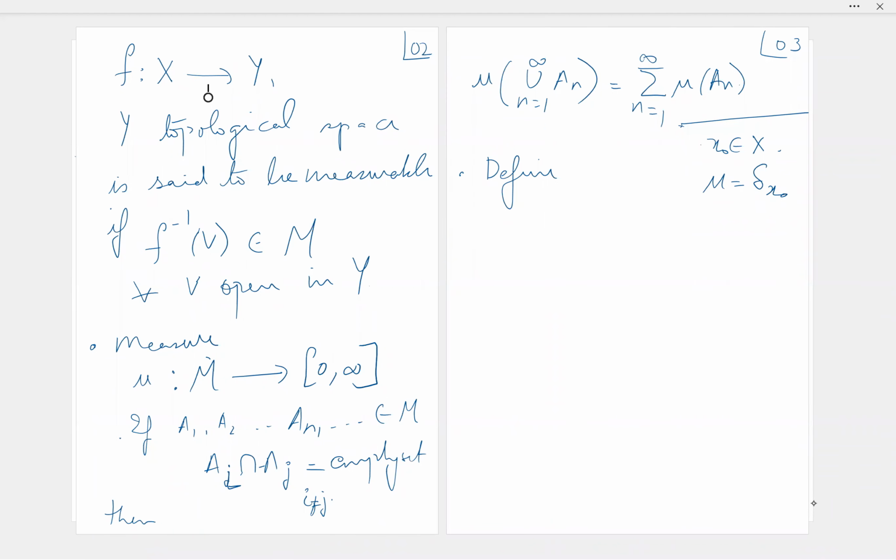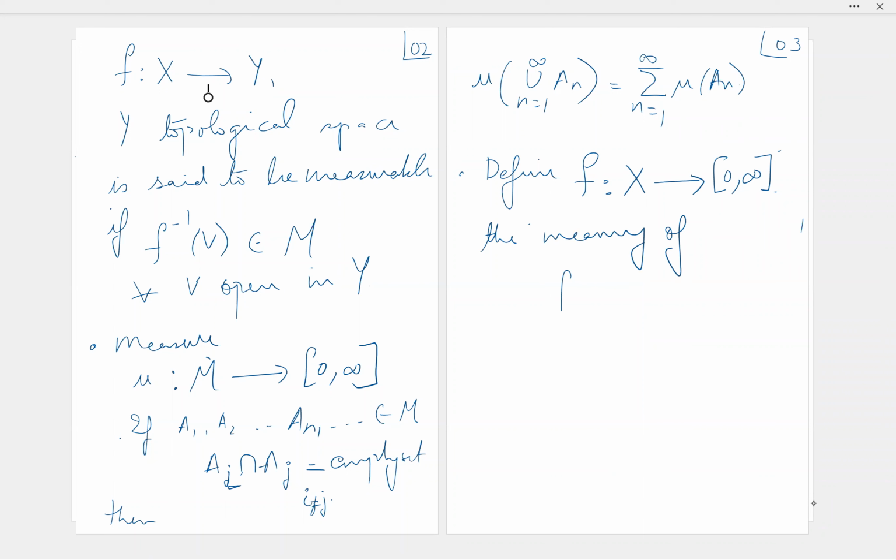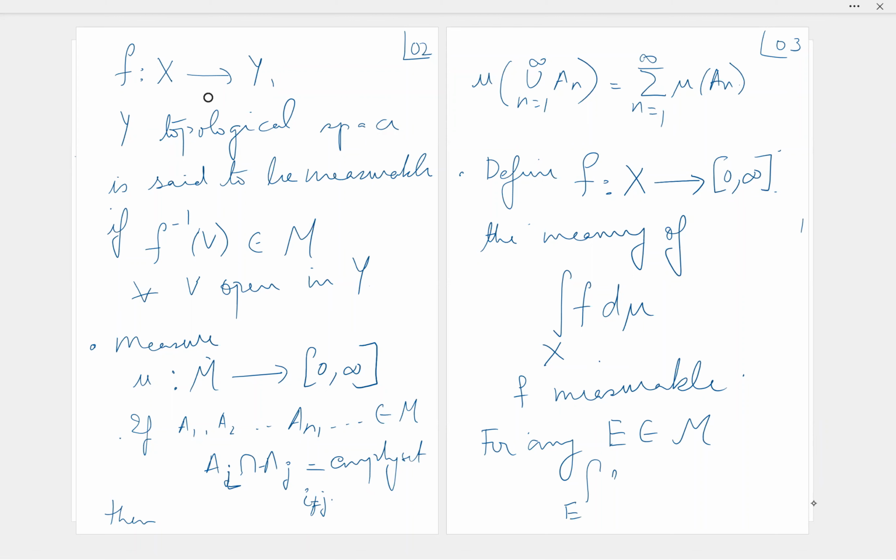Okay. So what does it mean? This must have been an exercise or something. Mu of E is 1, or 0, okay. All right, I'll write this later. We'll revisit this. Don't worry about it. Okay. So now you have defined for a function f the meaning of the integral, assuming f is measurable, of course. Indeed, you've defined it for any E.